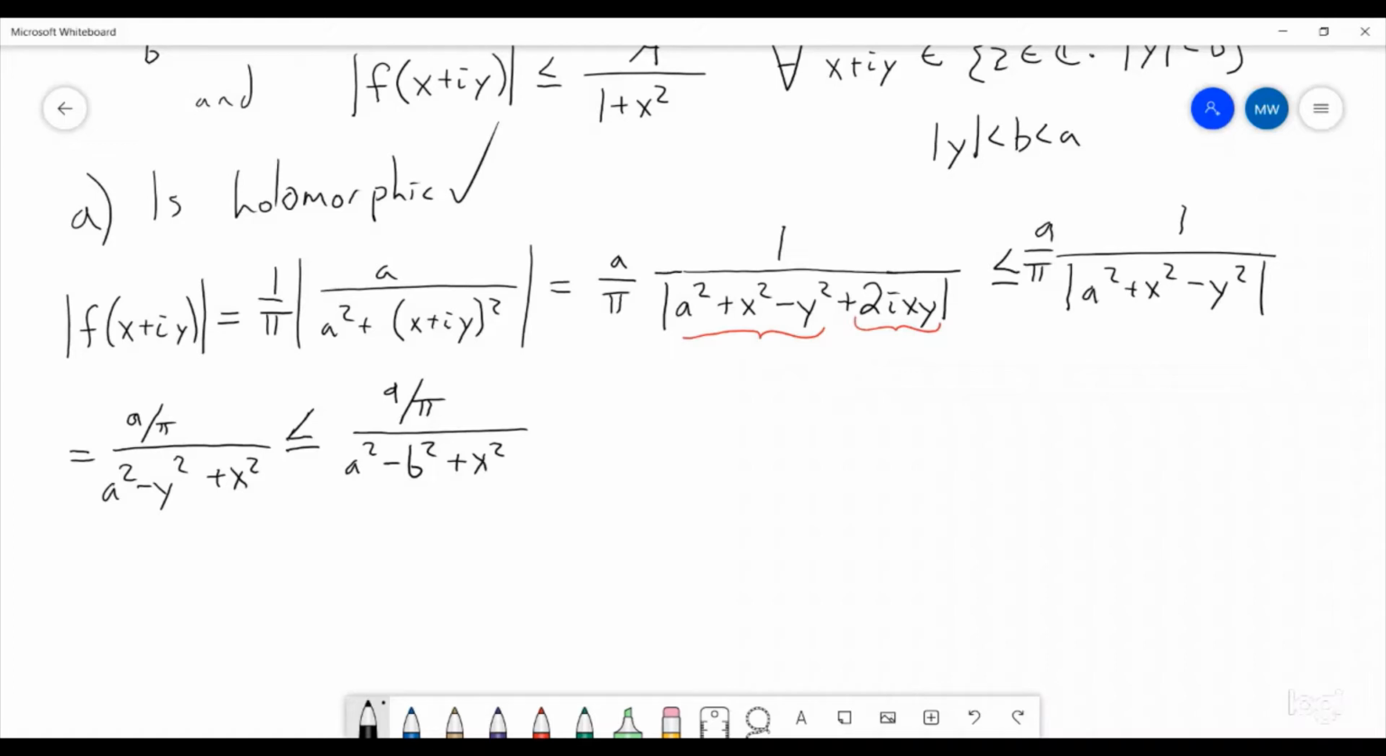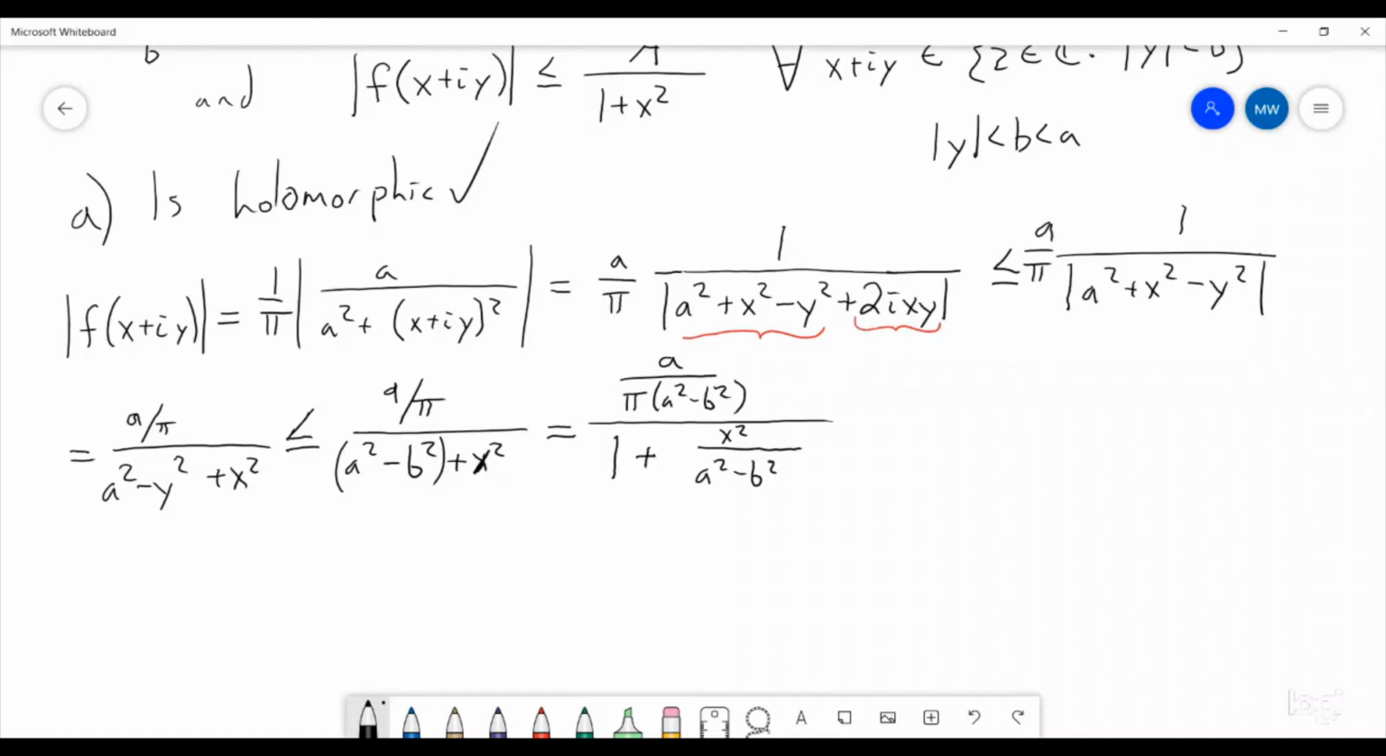Okay, and then what we're going to do is we want to have a 1 over x squared on the bottom, so we're going to divide the top and bottom by a squared minus b squared. So this is equal to a over pi times a squared minus b squared all over a 1 plus x squared over a squared minus b squared. Now here's where we're going to have a couple cases.